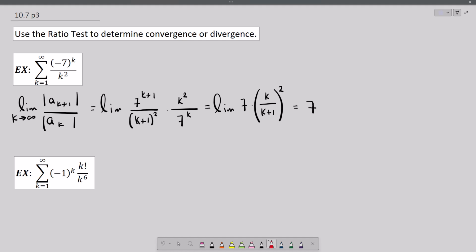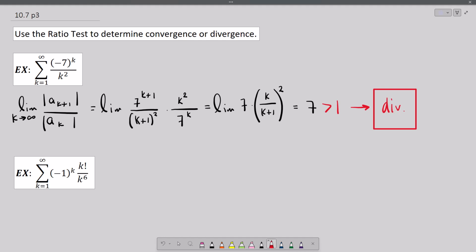We compare it to 1. That's bigger than 1. So what's our conclusion? Diverge. Which makes perfect sense because the numerator is an exponential, and the denominator is a polynomial, and so if we think about our growth rates, that numerator is going to infinity much faster than the denominator is. So that's going to drag the terms away from 0.